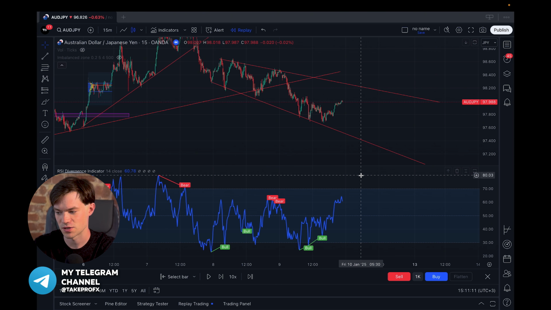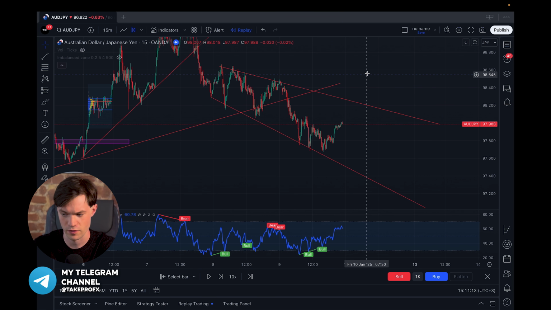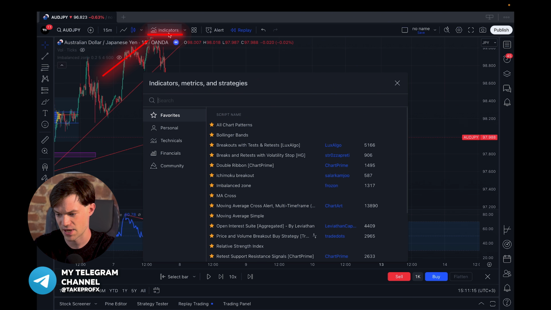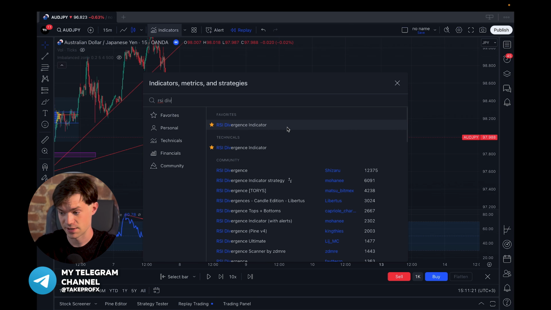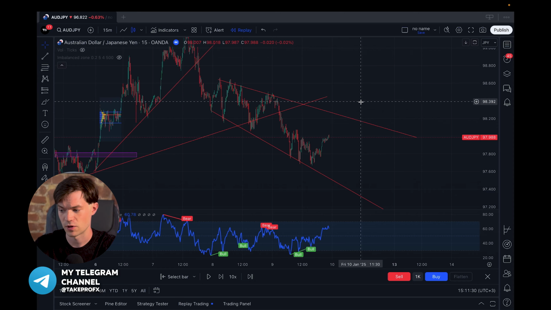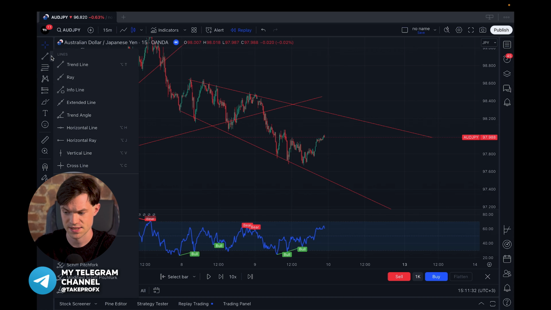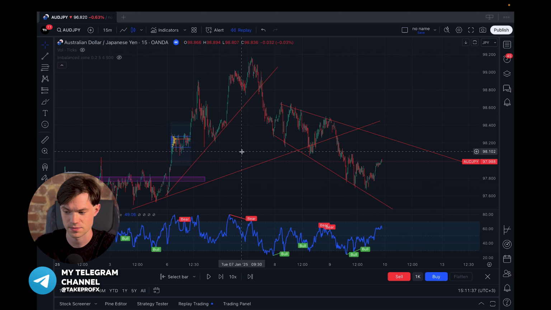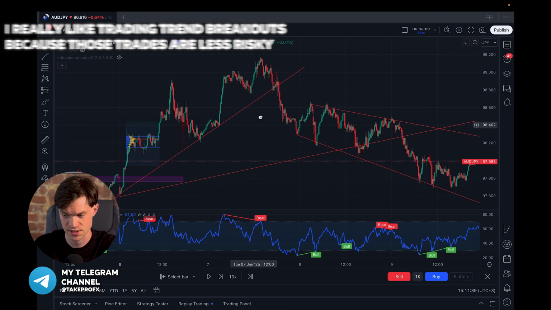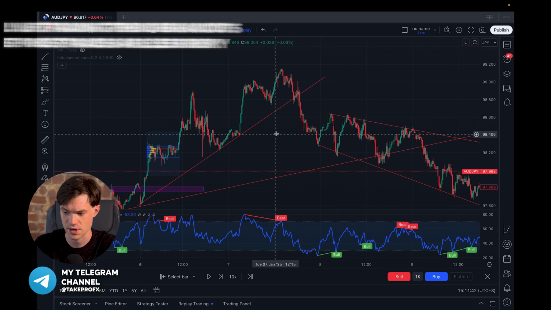You can add such a tool on TradingView absolutely free of charge. Just go to the indicators panel and write here RSI Divergence. Here is a completely standard indicator from TradingView. I will also use the knowledge of technical analysis, and we are going to be drawing trend lines, because I really like to trade by trend breakouts, because those trades are as confident as possible and less risky.